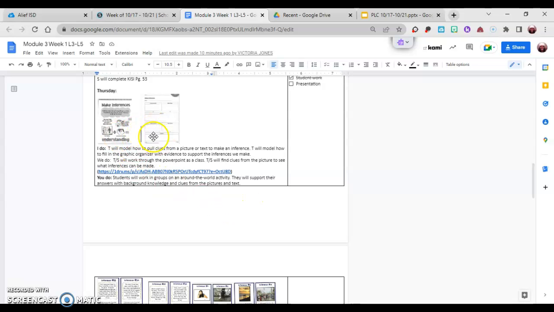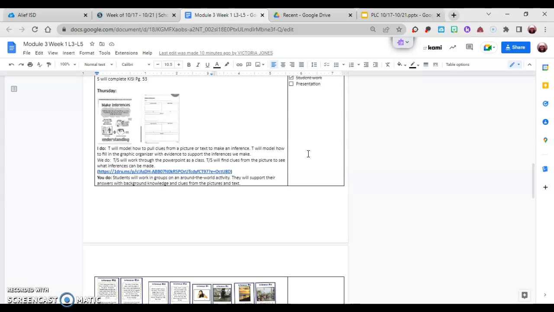So I'm looking at the lesson plan and I see that we have the anchor chart, and then we also have the graphic organizer that we're going to be using. The I do, which of course is our teacher directed, says the teacher will model how to pull cues from a picture or text to make an inference. So we're going to be focusing on inferencing. That is our skill. Teacher will model how to fill in the graphic organizer with evidence to support the evidence we make. So one thing we're going to do, we're going to stop right there.